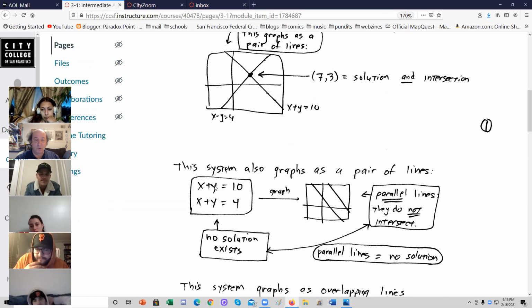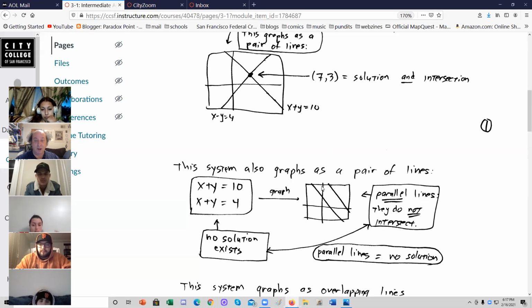In fact, there are no numbers x and y whose sum is 10 and also whose sum is 4. x plus y is trying to be two things at once. But it's not a politician, it's a number. So no solution exists, and parallel lines in the plane correspond to no solution of the system. All right, so that's another possibility.